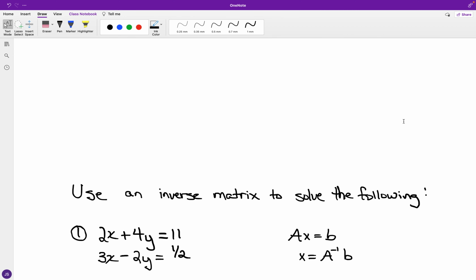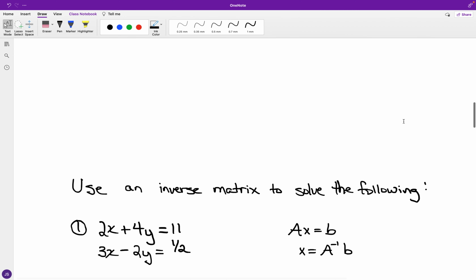Okay, for this part, we're looking at solving a system of equations by using an inverse matrix. Let's say for a given system, it says to use an inverse matrix to solve the following system. For this system, I have the variables x and y. So I have that 2x plus 4y is equal to 11, and we have also that 3x minus 2y is equal to 1/2. We're looking at the values of x and y that will fit into both of these equations.